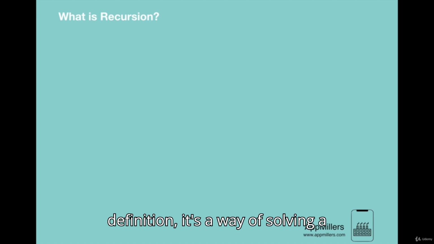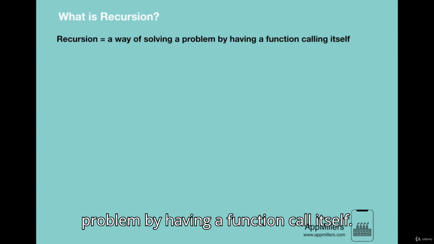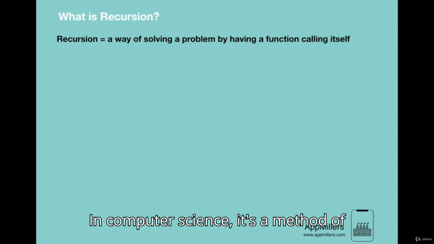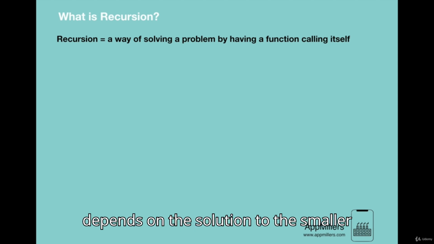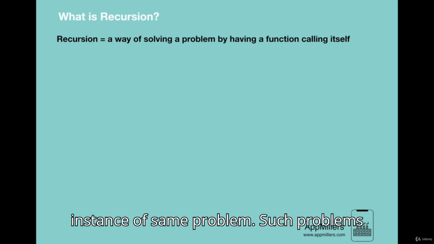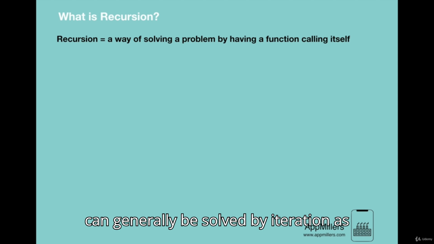By definition, it's a way of solving a problem by having a function call itself. In computer science, it's a method of solving a problem where the solution depends on the solution to the smaller instance of the same problem. Such problems can generally be solved by iteration as well.